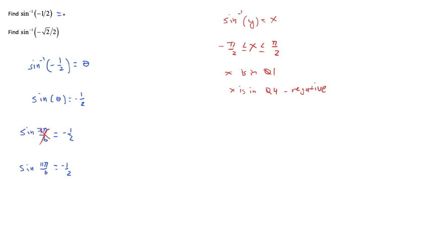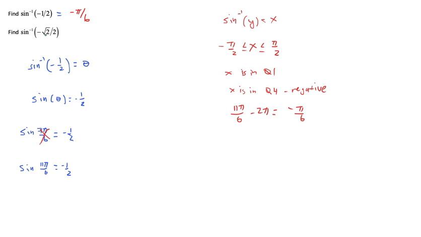So for this answer, we'll take that 11 pi over 6 and find what's coterminal. We'll subtract 2 pi from that. That gives us negative pi over 6. So this answer here is going to be negative pi over 6. It's not going to be 7 pi over 6. It's not going to be 11 pi over 6. This answer is negative pi over 6.